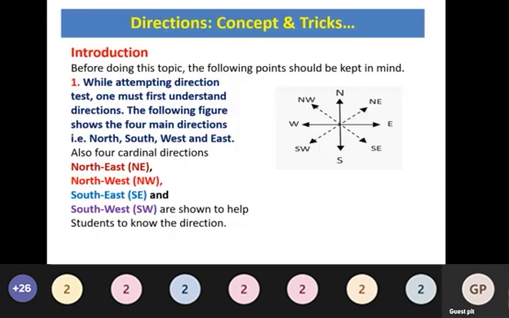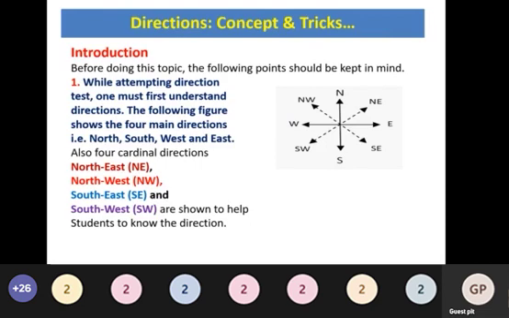The first one: while attempting a direction test, one must first understand the directions. The following figure shows the 4 main directions, that means north, south, west, and east. We are so familiar with this one.